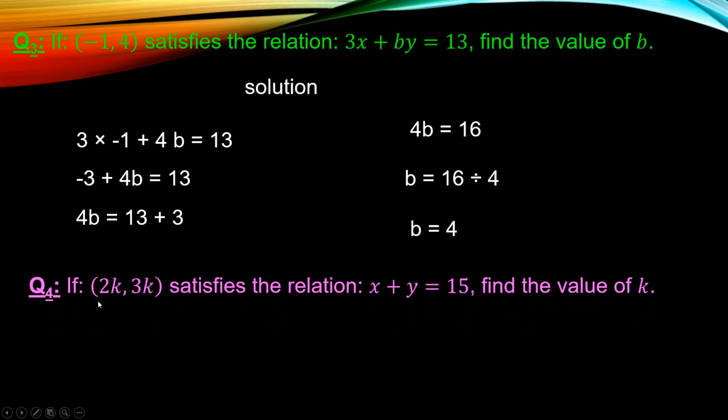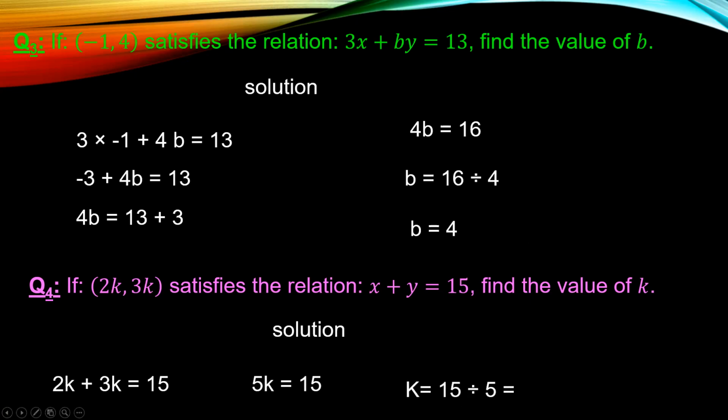Question 4. If the ordered pair 2k and 3k satisfies the relation x plus y equals 15, find the value of k. Here, I will substitute the value of x by 2k and the value of y by 3k. So it will be 2k plus 3k equals 15. Then I will add 2k plus 3k, which equals 5k. So I can say that 5k equals 15. Let's get the value of k. It will be 15 divided by 5, which equals 3.